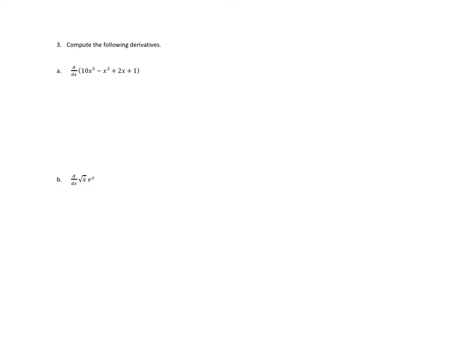All right, let's take some derivatives. Of this first one, we get 50x to the 4th minus 3x squared plus 2, and that is the answer. For this next one, I have to use the product rule, but I'm going to rewrite this as we're taking the derivative of x to the 1/2 power times e to the x.